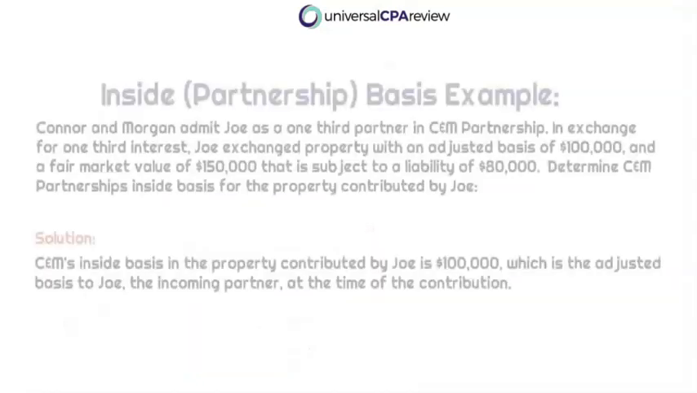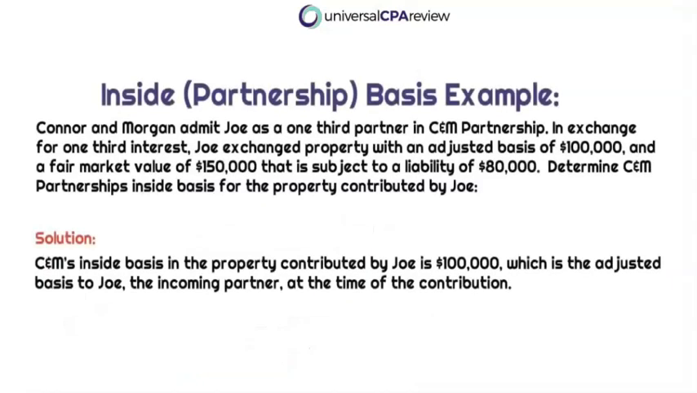So, for example, Connor and Morgan admit Joe as a 1/3 partner in C&M partnership. In exchange for 1/3 interest, Joe exchanged property with an adjusted basis of $100,000 and a fair market value of $150,000 that is subject to a liability of $80,000. So we want to determine C&M Partnership's inside basis for the property contributed by Joe.